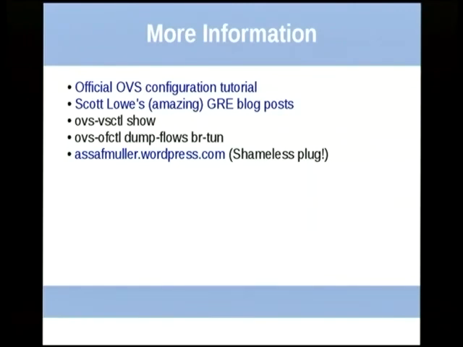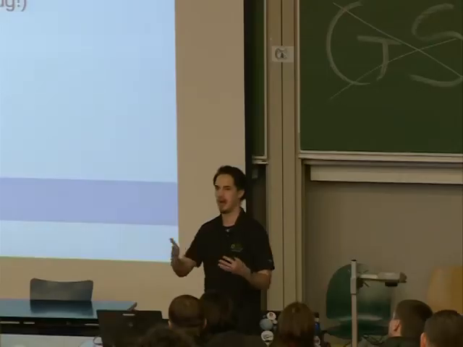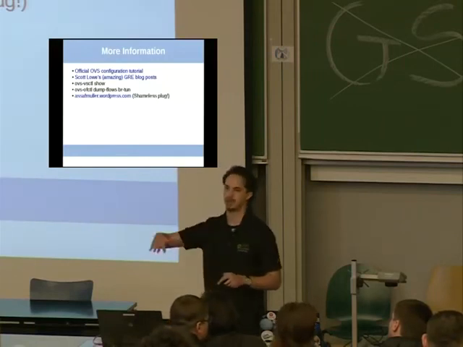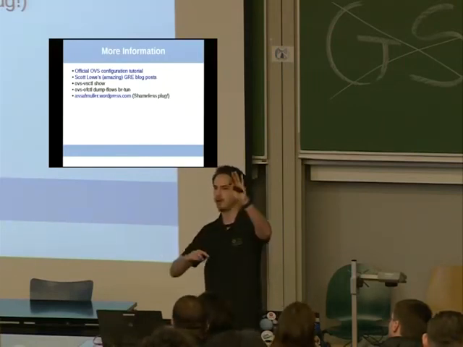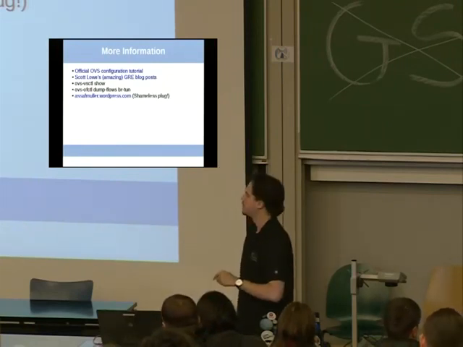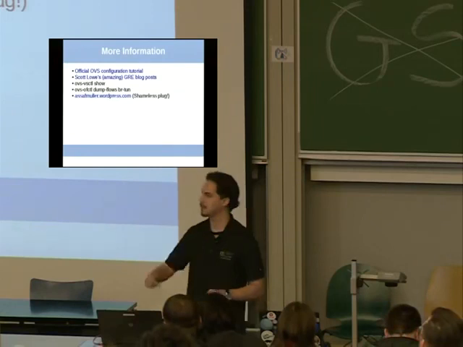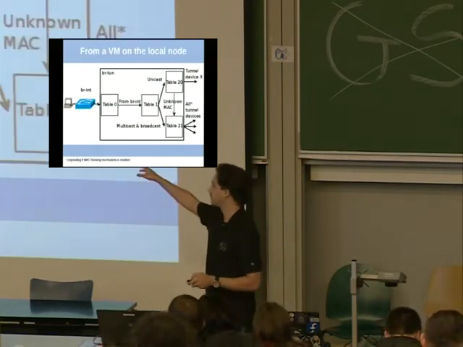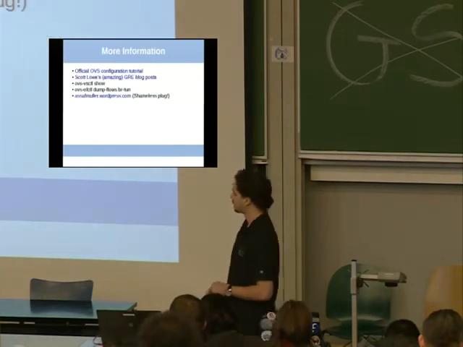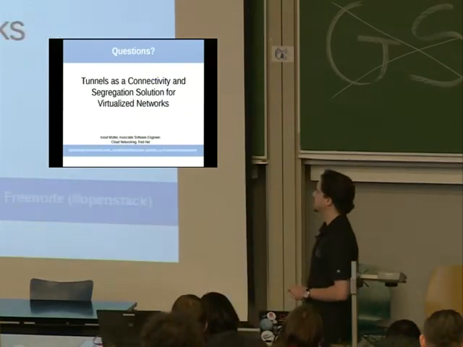A bunch of different commands that you can use if you want to reverse engineer and see how everything works. You can use the show command to see all of the different bridges, like the BRInt and the BRTON, how they are connected, and what they are connected to. You could use dump flows to see the flow tables, which are the same things, but written in an actual table. And that's about it.